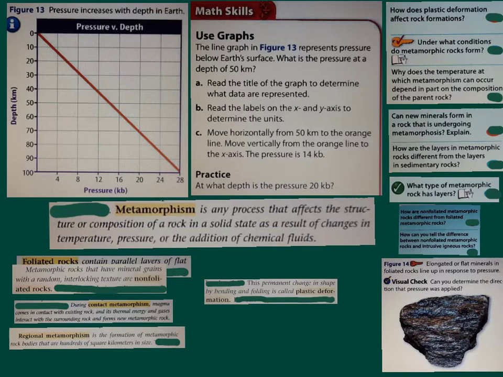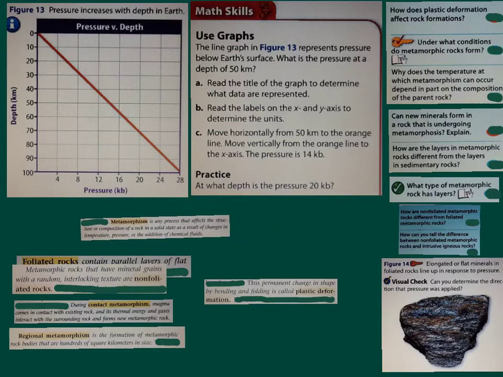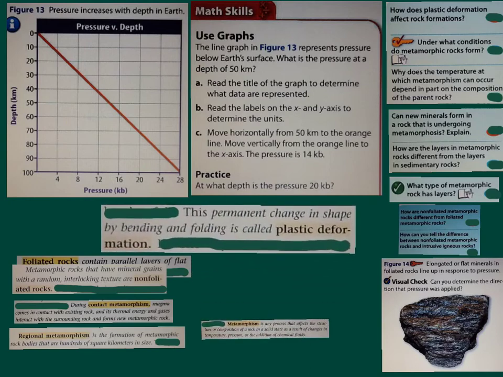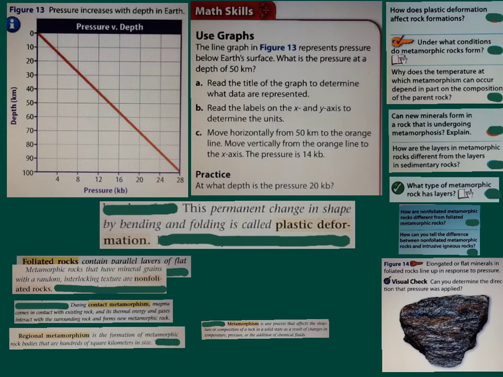Temperature and pressure. When rocks experience an increase in temperature and pressure, they behave like a bendable plastic. Without melting, the rocks bend or fold. This permanent change in shape by bending and folding is called plastic deformation. It's one way the texture of a rock changes during metamorphism. Plastic deformation occurs during uplift events when tectonic plates collide and form mountains, such as the Himalayas in Asia.